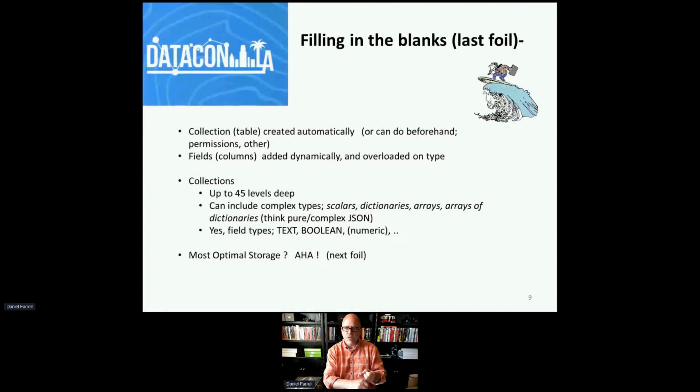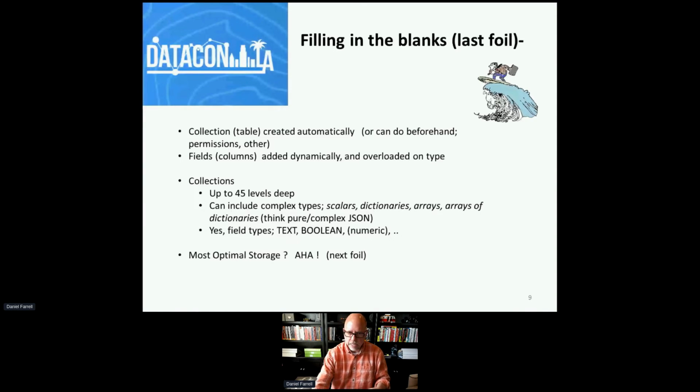And the column types can be overloaded. So half the data can be int, half can be char. We do actually recently support document validation, just like SQL check constraints. The collection, based on where and how you run this, could be 64 levels deep or 54 levels deep, which is pretty darn deep. You can have all sorts of complex types of data: scalars, dictionaries, arrays of dictionaries.